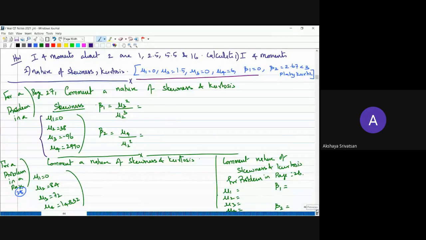Now substitute this. Minus 96 the whole square divided by 38 cube. It is positive. Then 2990 divided by 38 square, which is equal to 2.07, less than 3. It is platykurtic.